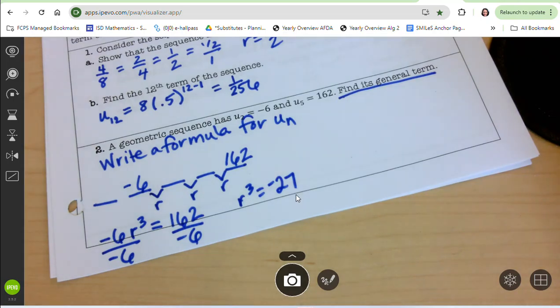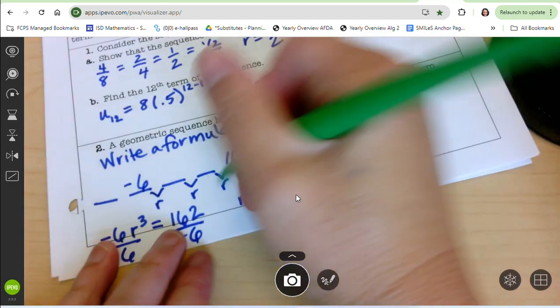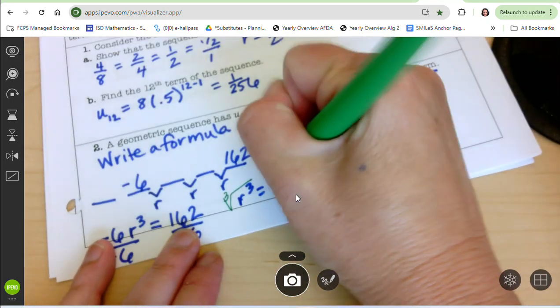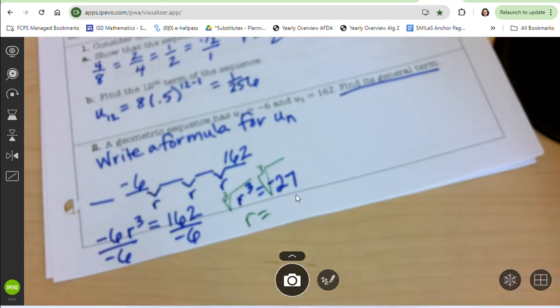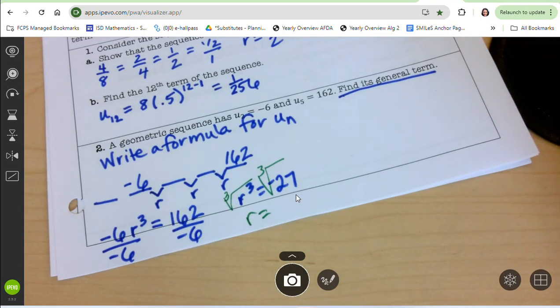How do you undo a cubing? Talk to your group. How do you undo a cubing? Cube root, right? Undo squaring with square root. Undo cubing with cube root. We have a cube root in the calculator. I'm just going to write that out, though, that we cube root both sides. So I'm going to do cube root of this and cube root of this, and that's going to give me r equals. Where is cube root on that calculator?